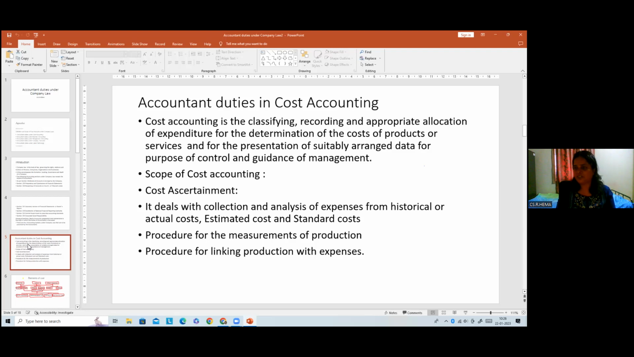Procedure for linking production with expenses. These 3 points are the key points which are helpful to accountants working with cost accounting people.